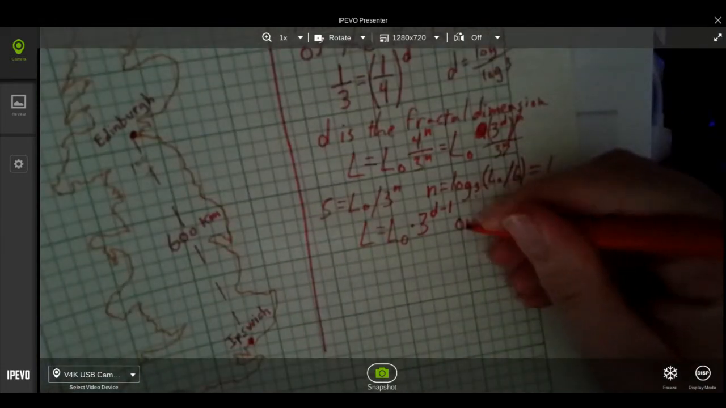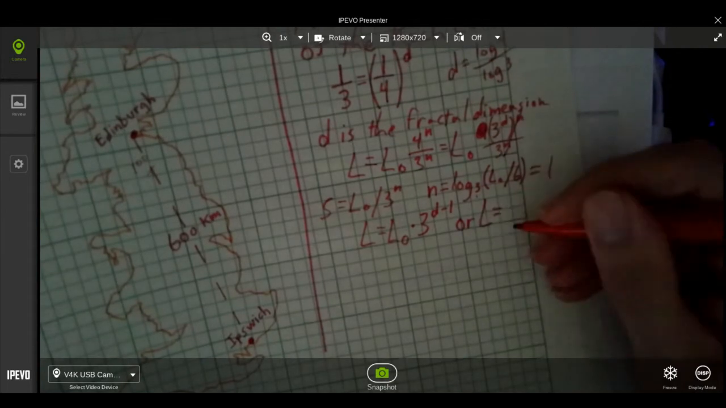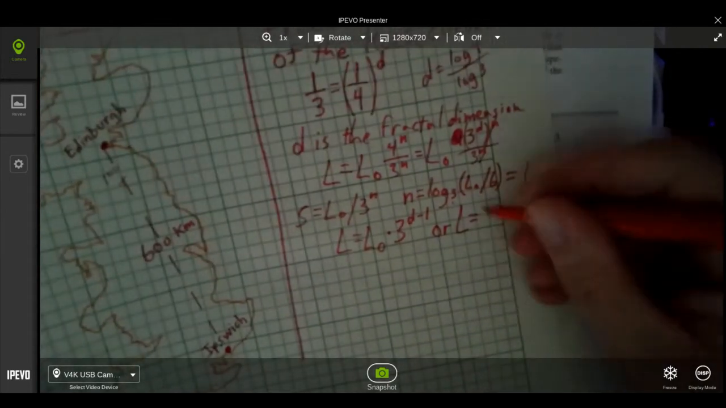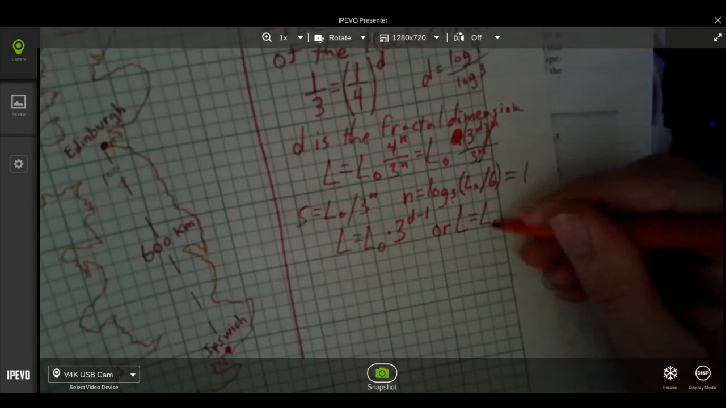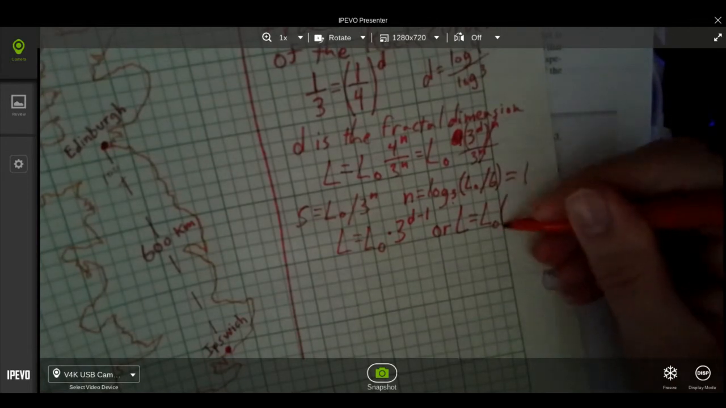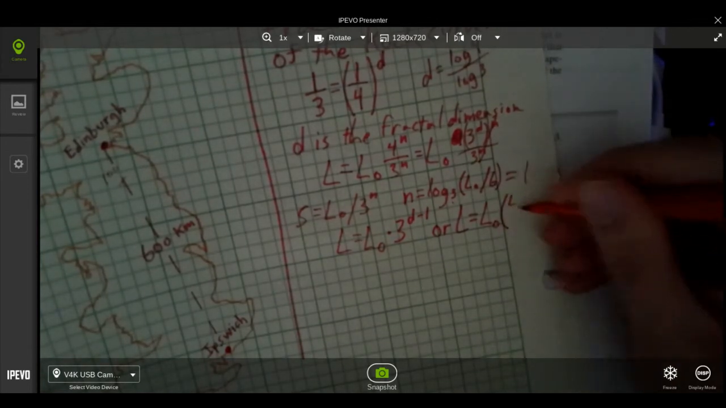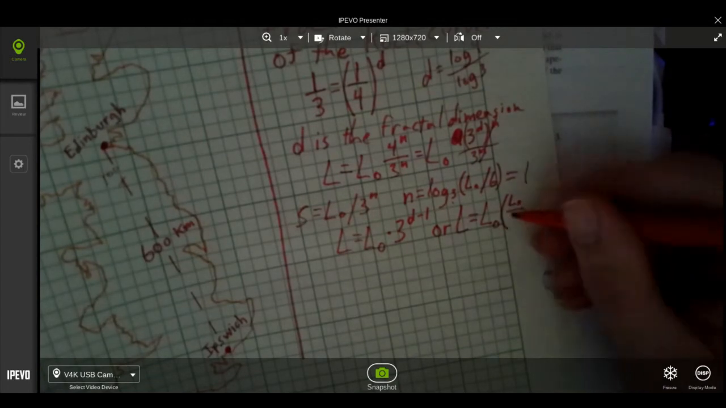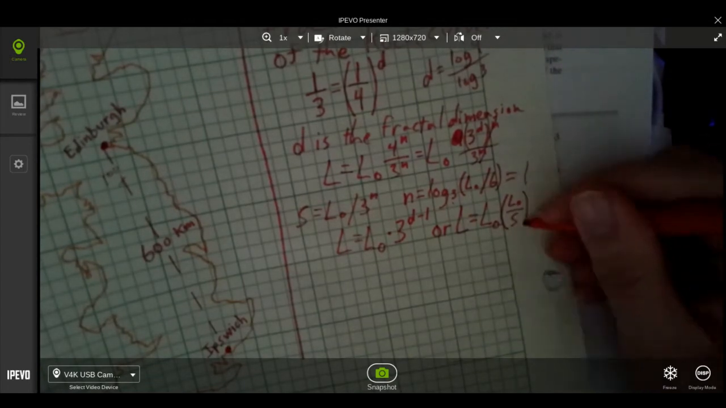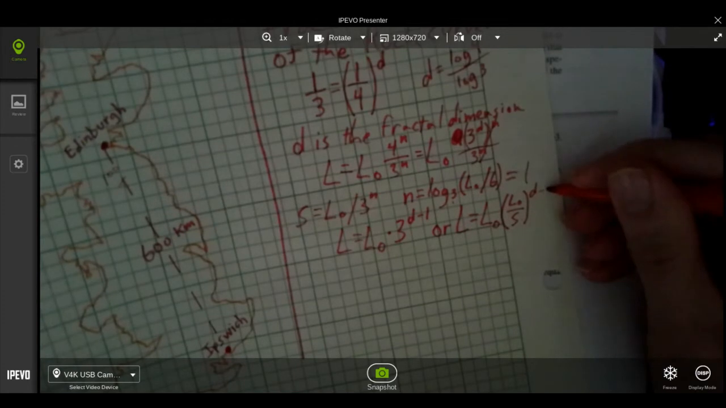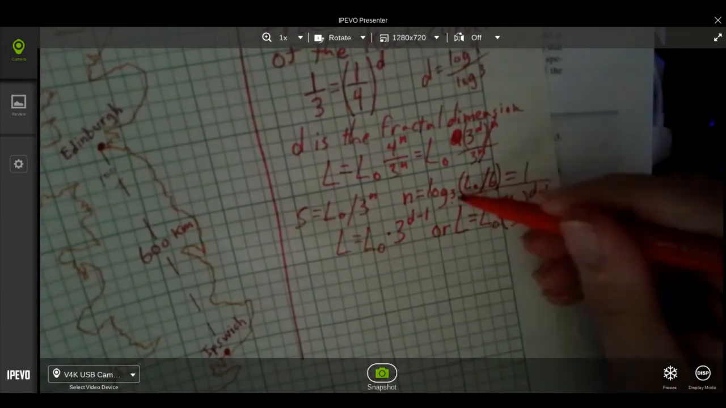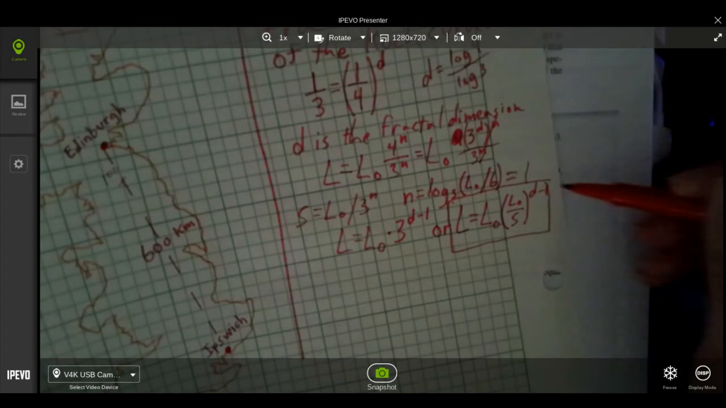I can say L equals L naught times L naught divided by S, that's the scale, to the D minus 1. Okay, that's this very important formula here.